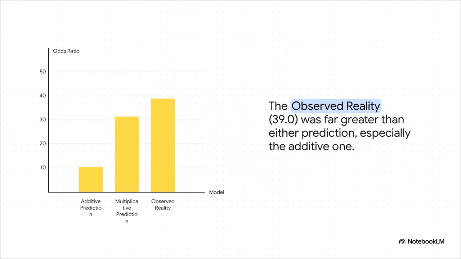And here it is, the big aha moment. The additive prediction was way down here at 10.5. The multiplicative prediction got a lot closer, landing at 31.5. But the real observed risk was all the way up at 39.0. Look at the enormous gap between what the simple additive model predicted and what actually happens in the real world. That gap is the interaction.